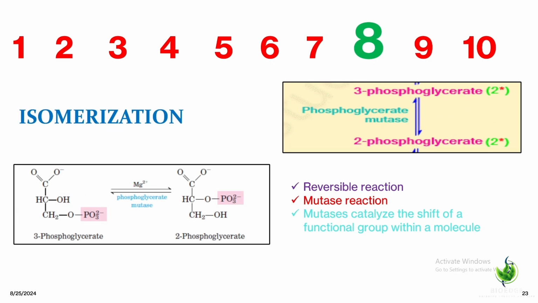Step 8 of glycolysis is a mutase reaction where 3-phosphoglycerate is converted to 2-phosphoglycerate by transferring a phosphate group from C3 to C2 within the molecule.